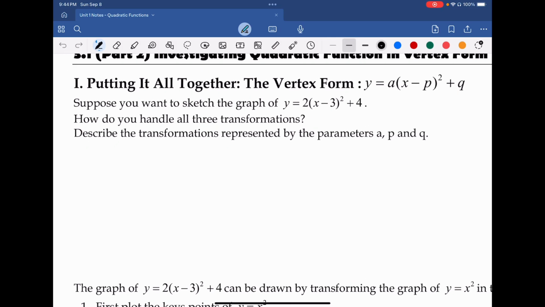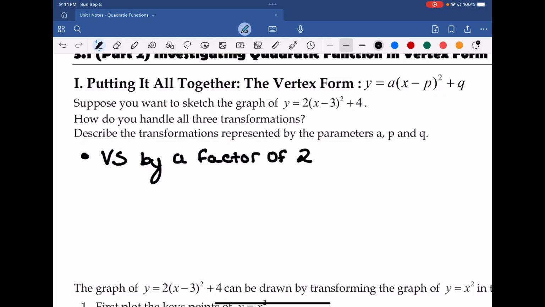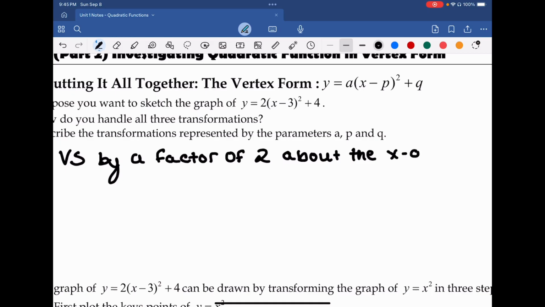First and foremost, is there a vertical stretch? Yes, and in fact, it's by a factor of 2. So I'm going to write that first and foremost. First bullet point, there is a vertical stretch. So I'm going to start short forming it as vertical stretch or VS by a factor of 2. And then we always want to throw in the statement of it's not only a factor of whatever the a value is, but it's a factor of 2 about the x-axis. Okay, so we've labeled the stretch.